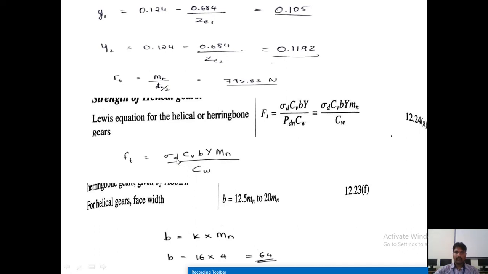For sigma d, to design we need to check whether it is less than the allowable stress or not. If this stress is less than allowable stress, then the design is safe. Cv value we know based on diameter, B value is known, and Y value we need to calculate based on the new value of Z equivalent 1 and Z equivalent 2, and Mn the normal module, and Cw we know.